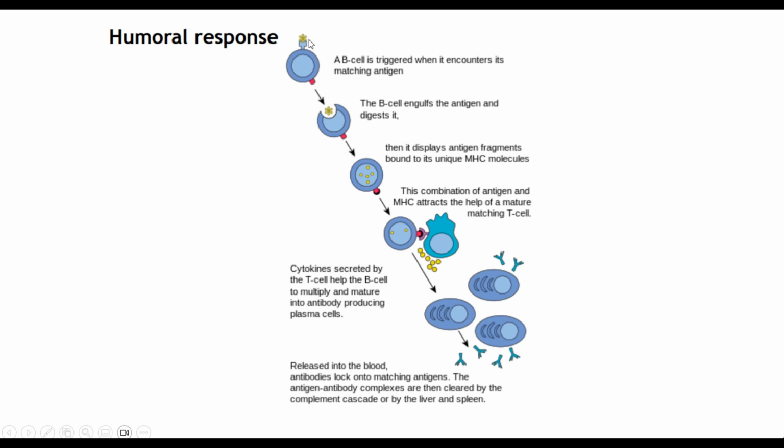So again, this can be on a phagocyte, this can be on whatever. It's going to find that antigen, which is going to trigger it. And when it triggers it, the B cell engulfs the antigen and digests it. So it's going to engulf that antigen there and digest that whole antigen, yeah?